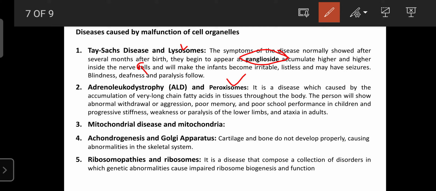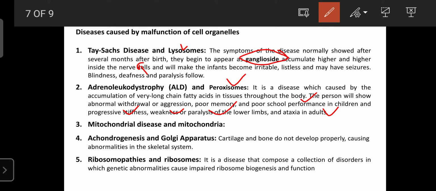Here withdrawal or aggression is present, poor memory, or poor school performance occurs in children, or progressive stiffness, weakness, paralysis of the lower limbs and ataxia are seen in adults. These symptoms occur due to peroxisome dysfunction or malfunction.